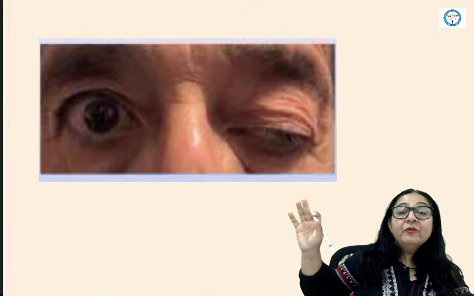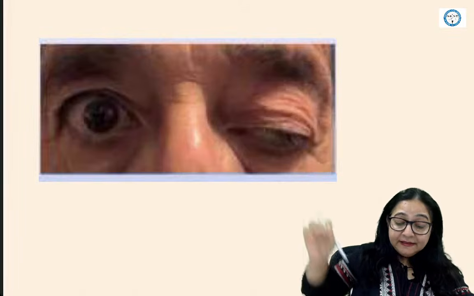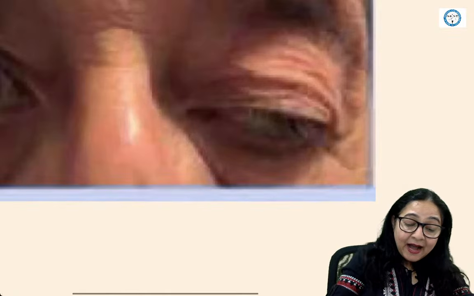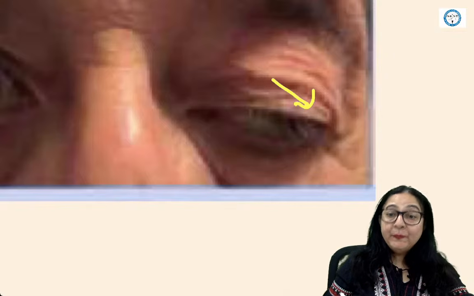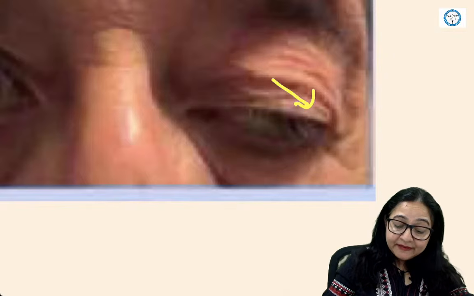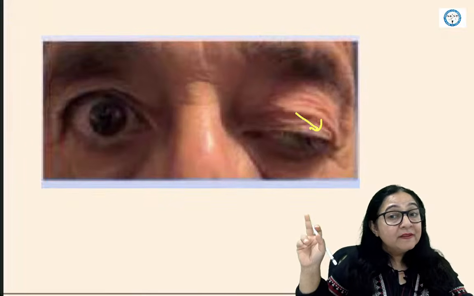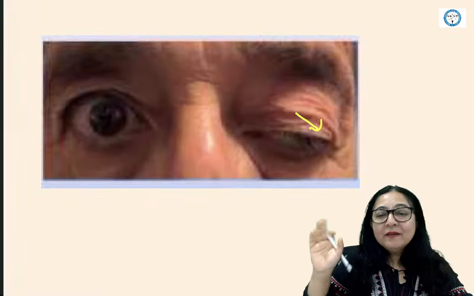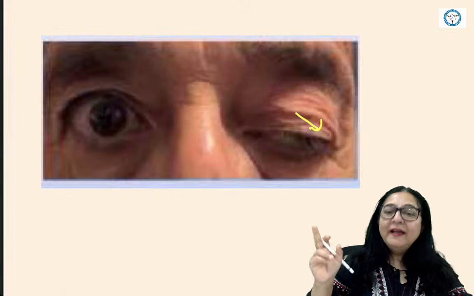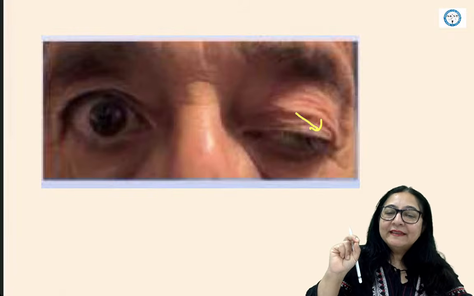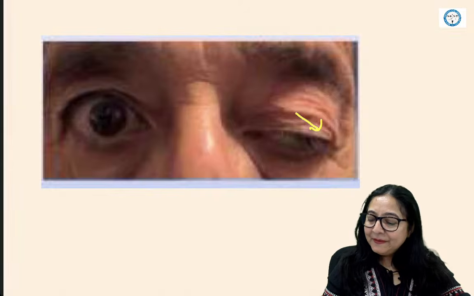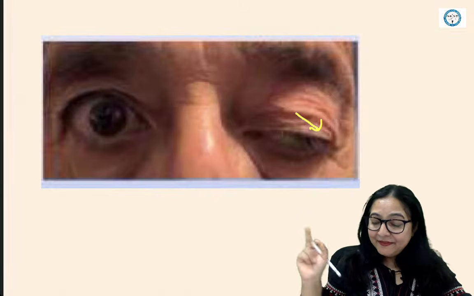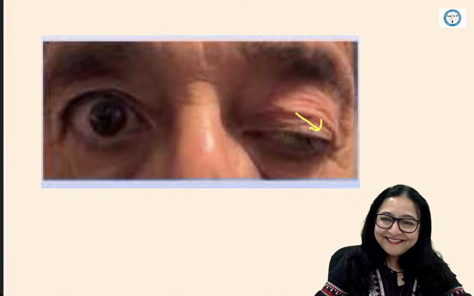So just to show you, as you see here, in third nerve palsy, the eye is in a down and out position. And because of the involvement of the LPS nerve, there is ptosis as well. It does not cause convergent squint or esotropia. Convergent squint will be seen in cases of sixth nerve palsy. Right? Yes, there is ptosis as well, as you can see here.